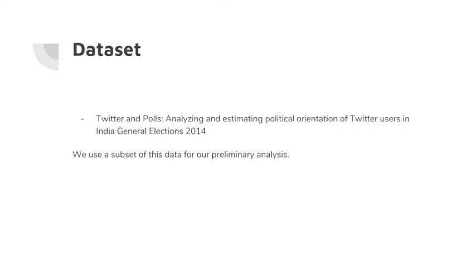So this is the data set that we use. It is named Twitter and Polls: Analyzing and Estimating Political Orientation of Twitter Users in India General Election 2014. This is the same data set that was created in 2014 by Abhishek Bhola in IIIT Delhi. So initially we use a subset of this data for our preliminary analysis, and then we use a much larger data set so that we could get more insight into what is actually happening over time.